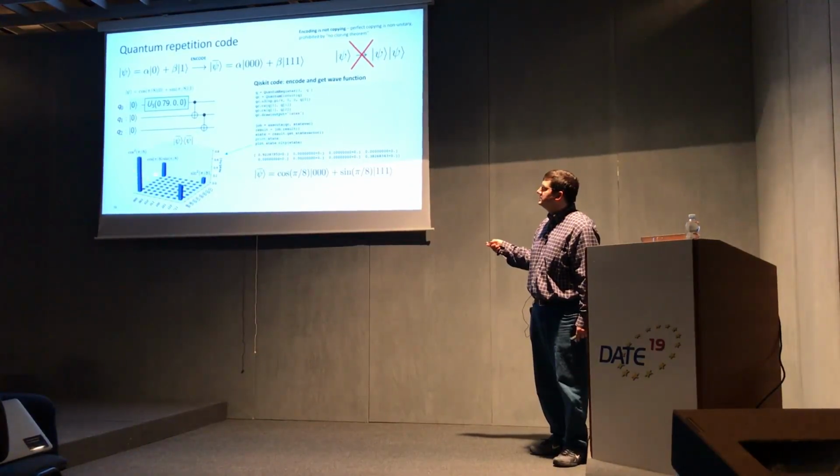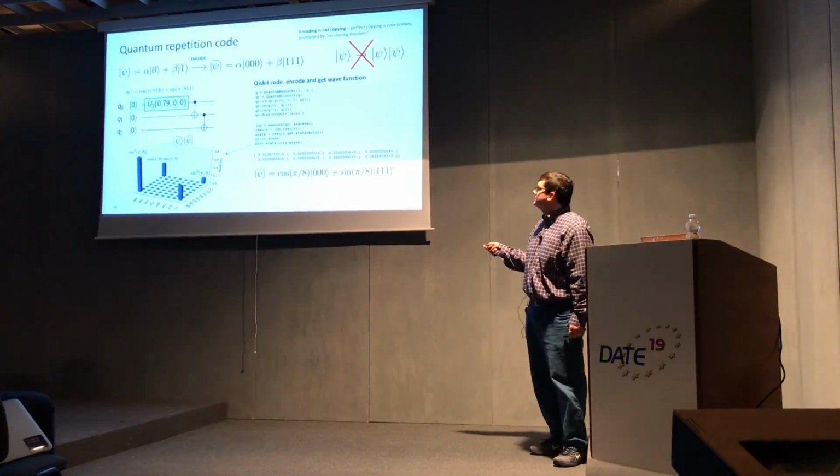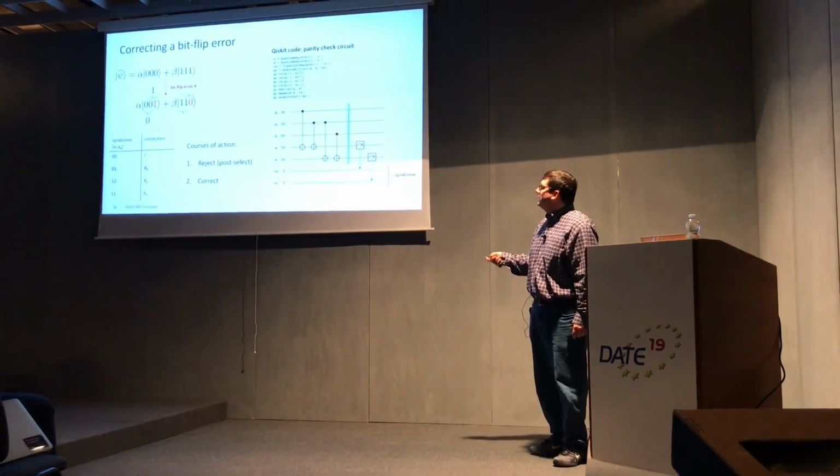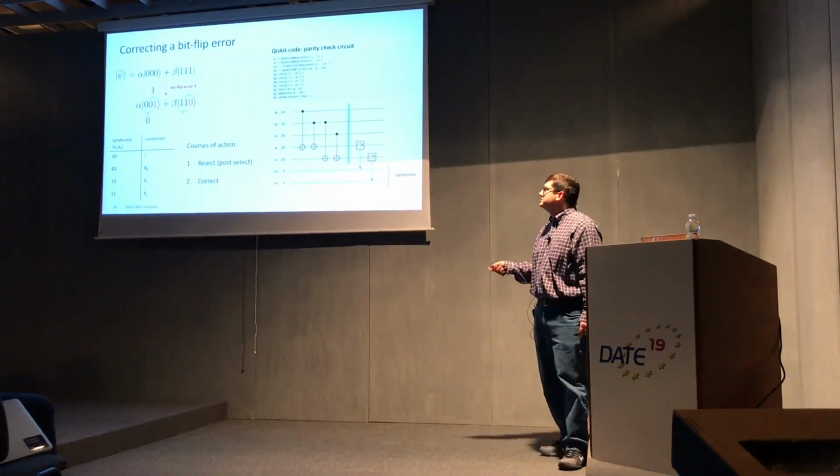And you can see each of these 4 peaks. The diagonal is maybe the easiest to understand. This is the probability that you would see 0, 0, 0, and this is the probability that you'd see 1, 1, 1 with the appropriate probabilities, right? Okay, so how do we correct a bit flip error in this case?